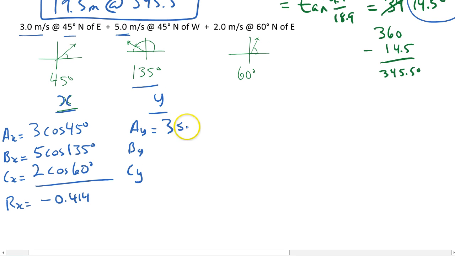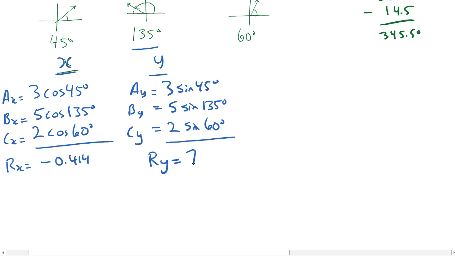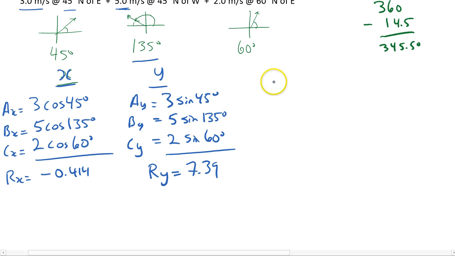And looking at my Y component here, AY, BY, and CY, AY is going to be equal to 3 times the sine of 45 degrees. BY is going to be equal to 5 times the sine of 135 degrees, and CY will be 2 times the sine of 60 degrees. And so my Y component of the resultant will be 7.39. Okay, so now we're almost done. Now we're going to say the resultant. It's going to be the square root of Rx squared plus Ry squared, which is equal to 7.4.